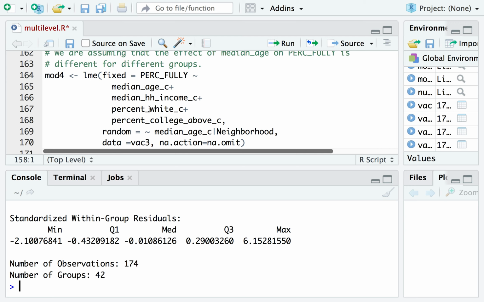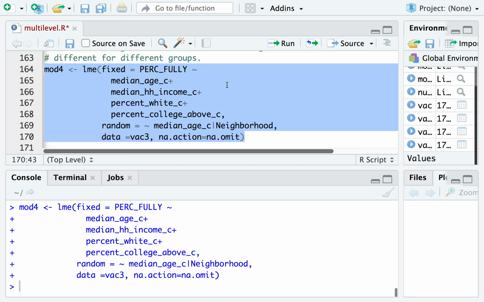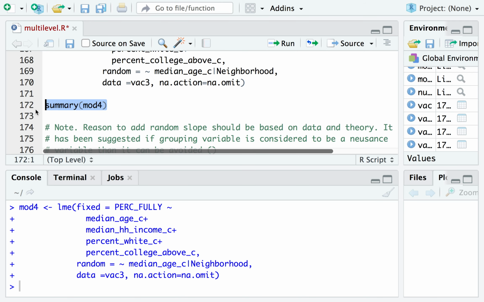And the reason why you might want to do this is basically it's only if you have a grounded or strong theoretical reason to let the slope as well as the intercept vary. But let's run it. Let's take a look at the model.